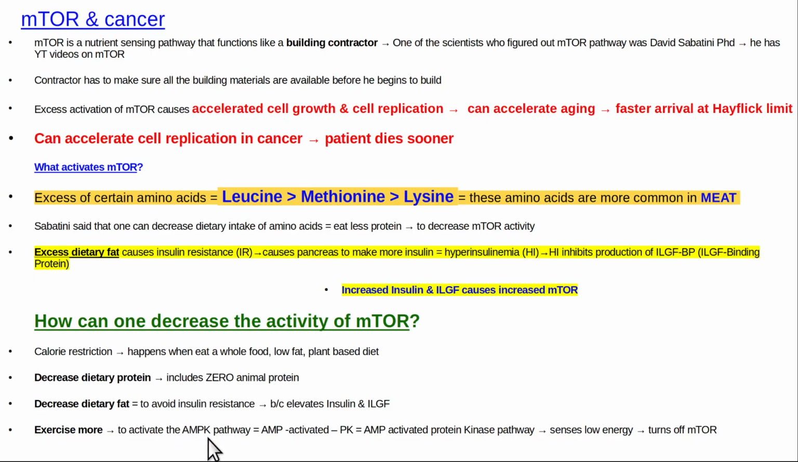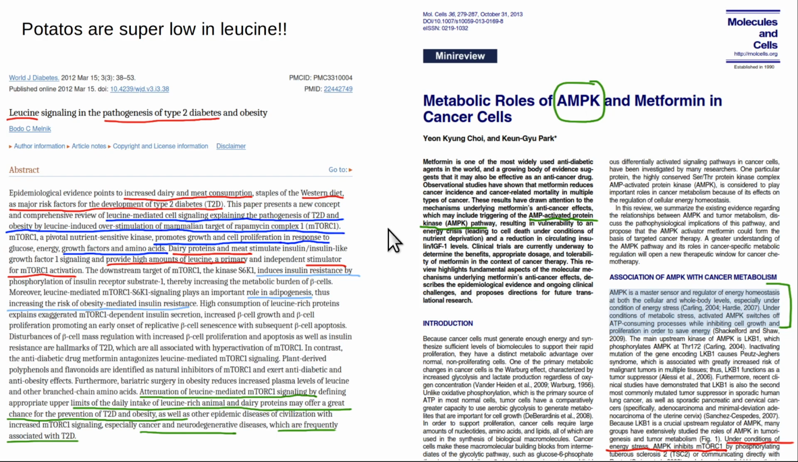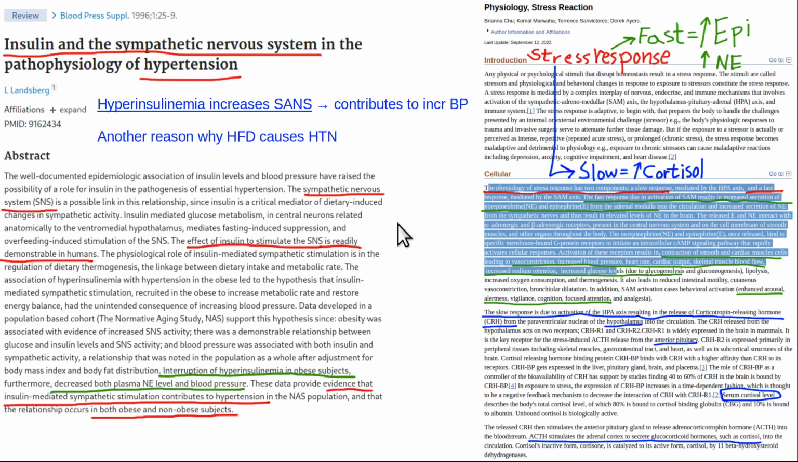Exercise a lot to activate the AMPK pathway, which shuts off mTOR because the cell senses that it's low in energy. Oh, this is just showing potatoes are super low in leucine. Talking again about leucine and activation of mTOR. Here's the AMPK pathway. Exercise activates that. Exercise does other good things too. Exercise gets your lymphatic fluid flowing so your white blood cells can surveil the immune system, helps you to sleep better.